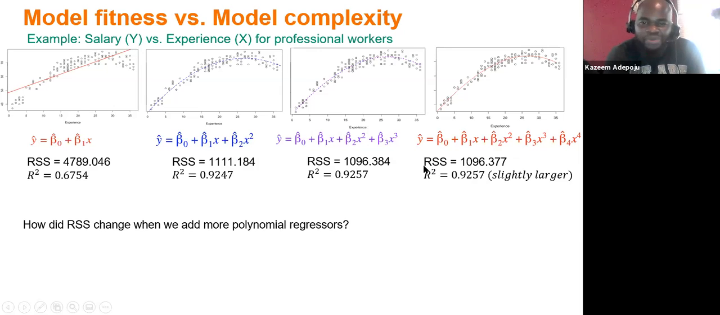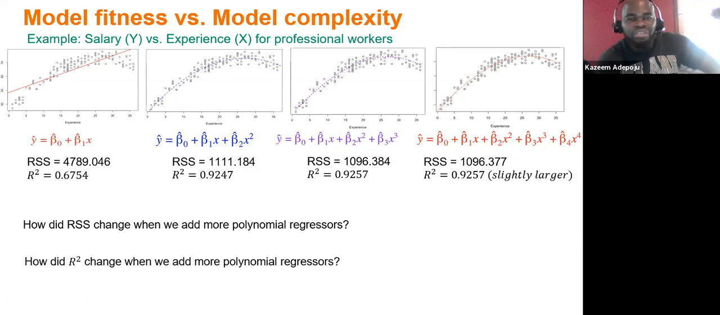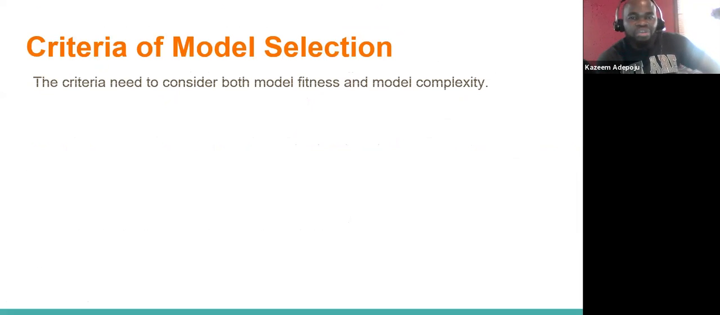You don't look at the RSS alone, but you also look at the parameter, the number of regressors, because we are actually looking for a relatively smaller model, a simpler model. So in model selection, you need to consider both model fitness and model complexity. In model selection, always consider both model fitness and model complexity.